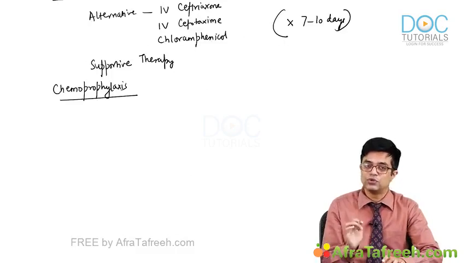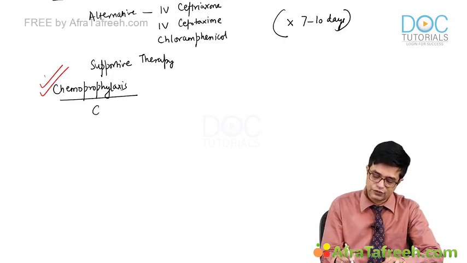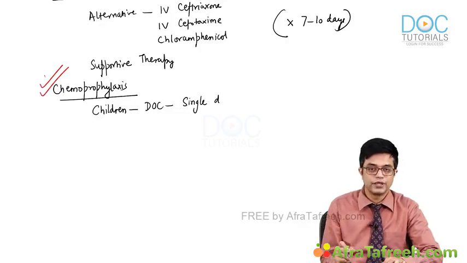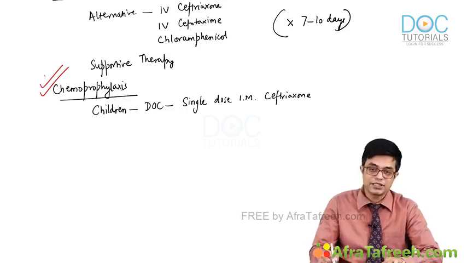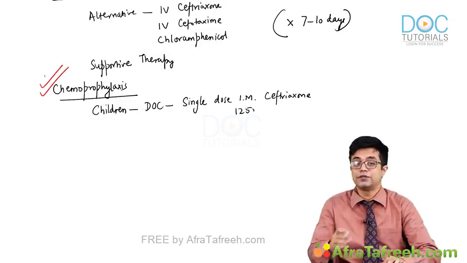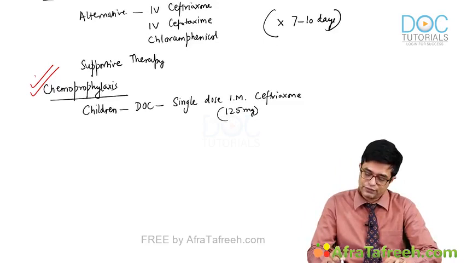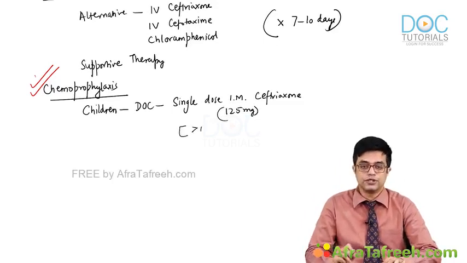So you can remember, in case of children, the drug of choice is single dose intramuscular ceftriaxone. A single dose of 125 milligrams is sufficient. It has almost 90 to 95% efficacy in eradicating the carrier state. If the age is more than 15 years, the dose becomes twice, that is 250 milligrams.